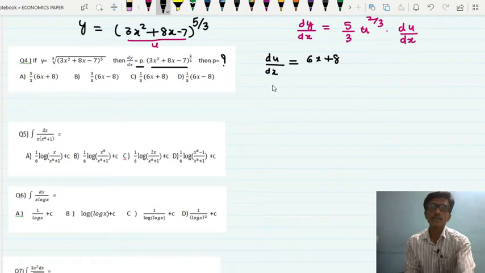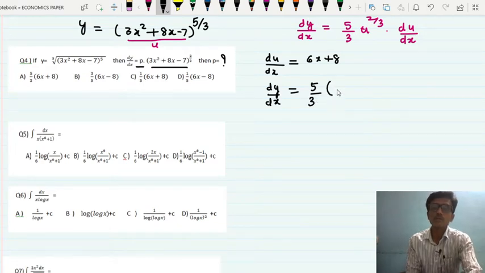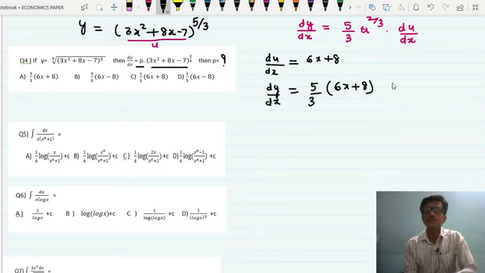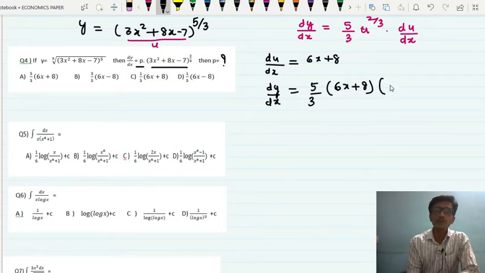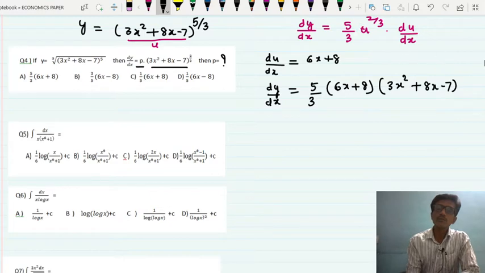So we will write here dy by dx is equal to 5 by 3 into 6x plus 8, which is du by dx, and u raised to power 2 by 3. u raised to power 2 by 3 means 3x square plus 8x minus 7 raised to power 2 by 3.